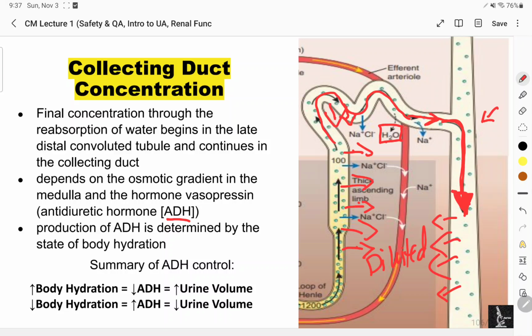Also your ADH, it determines, or the production of your ADH is determined by the state of your body hydration. So depende na sa tubig na naa sa imuhang lawas. Okay? So, the state of the hydration you have in your body. So, for example, kompleto ka sa tubig, saktong tubig nimo, 2 liters per day. Okay? 8 glasses per day. Sakto yung body hydration. The level of your ADH is low.